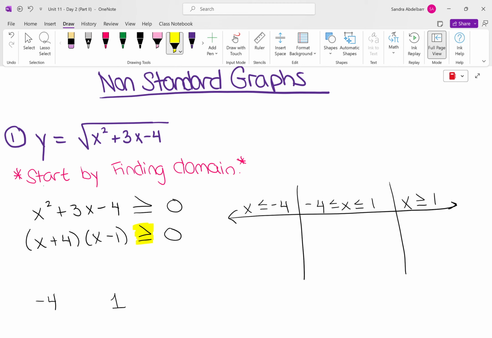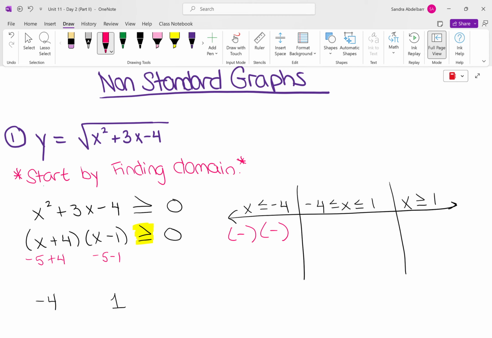Because this inequality is greater than, we need the product to be positive. If it were less than, we'd need the product to be negative. So I'm going to test a number that's less than -4. Let's go with -5. So -5 plus 4, that's a negative.